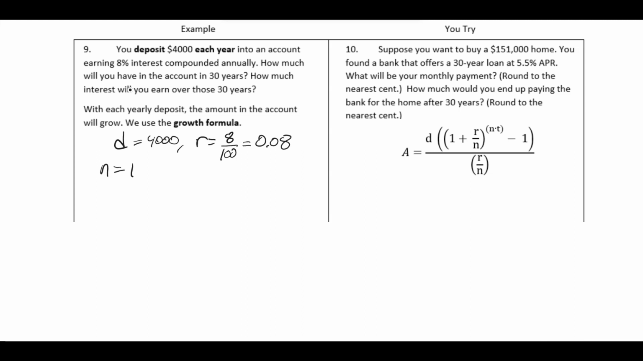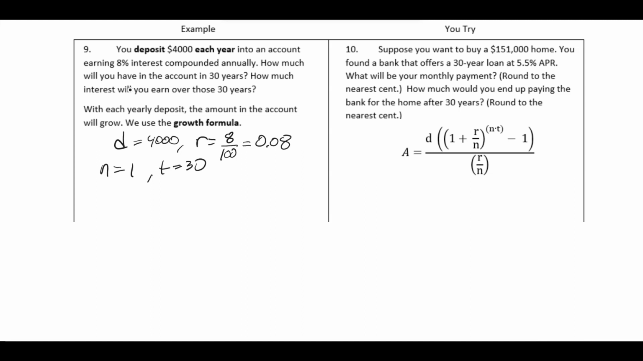Now the compounding has to match up with how often we do our deposits or withdrawals, or else these formulas get much more complicated. So we're assuming that if it's not written. In this case, it's written explicitly: compounded annually, deposited annually. They match up. 30 years, T equals 30.